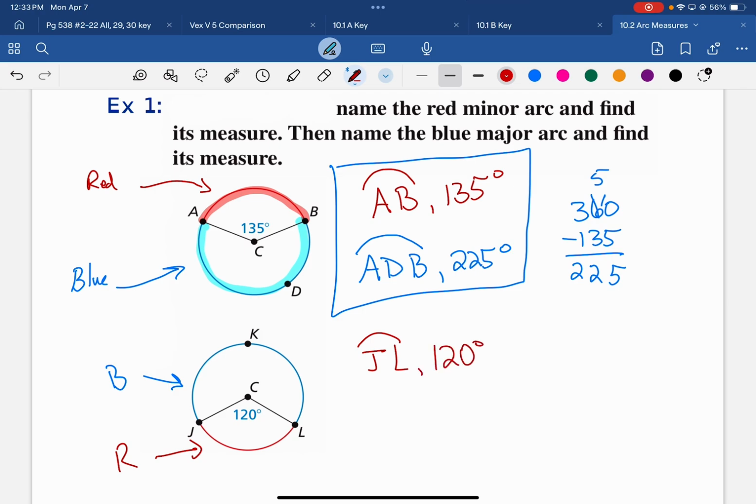120 degrees. Blue one. Name it, somebody. JKL. Or, what's the other way? Or LKJ. And how much does it equal? 240. Gotta do 360 minus 120. That gives me 240.